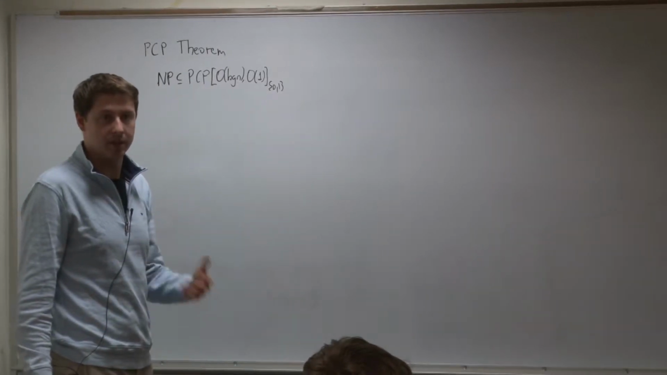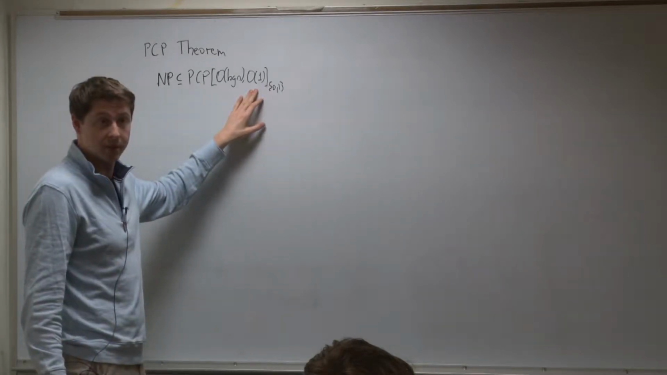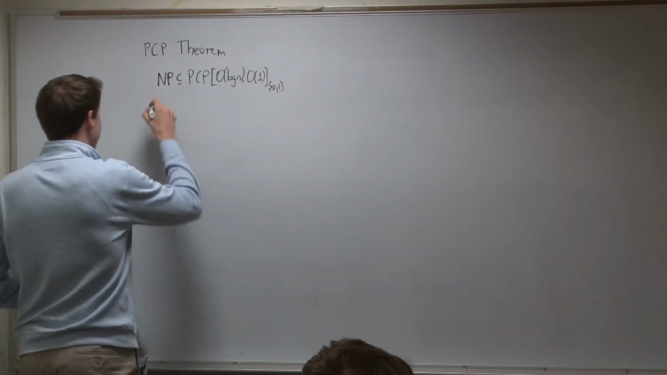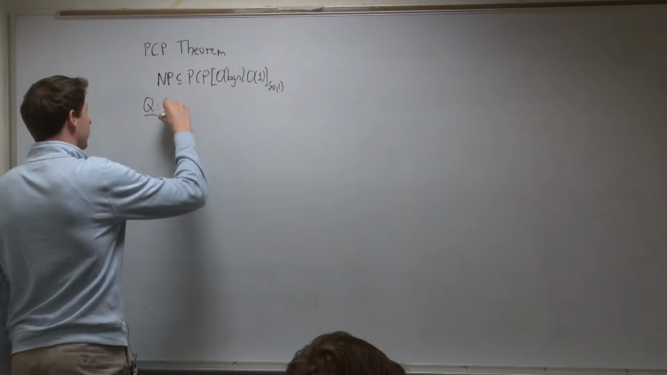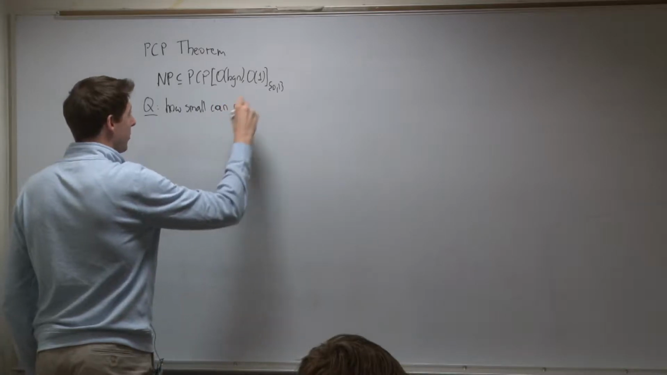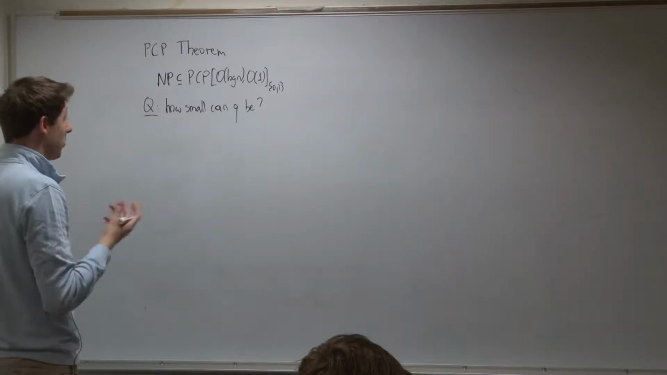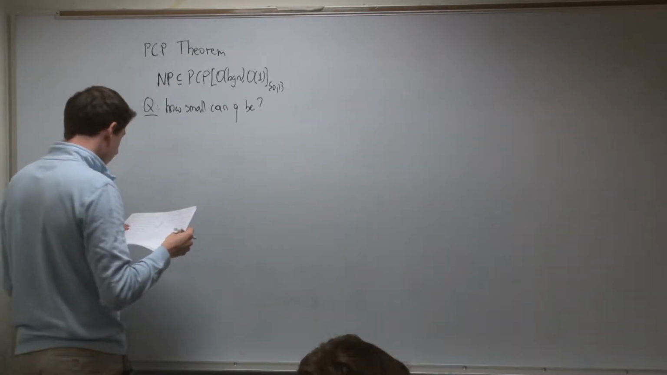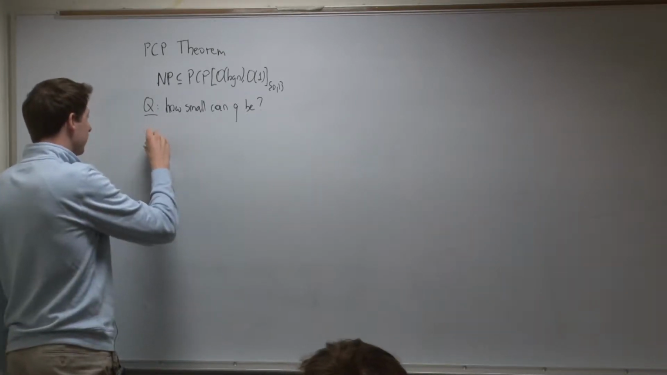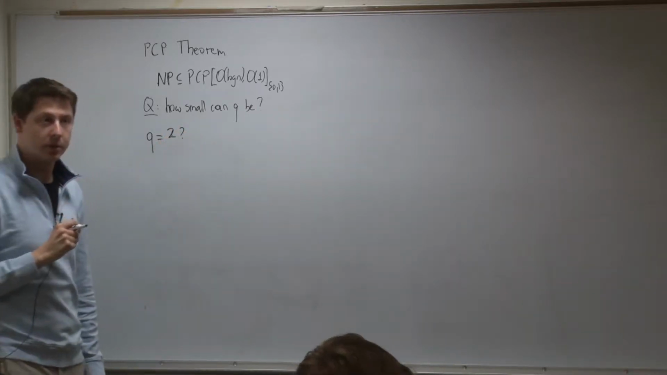So something less, a constant less than 1, but if you want to bring it back down to a half, you may have to increase this. So the question that we want to look at today is how small can the number of queries be? How small of a constant? So can we expect 2? Can we expect 2 queries?